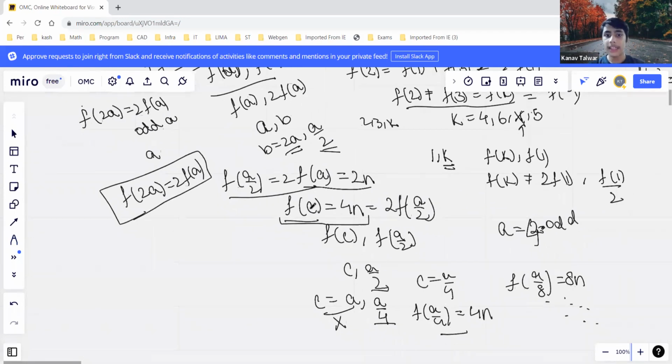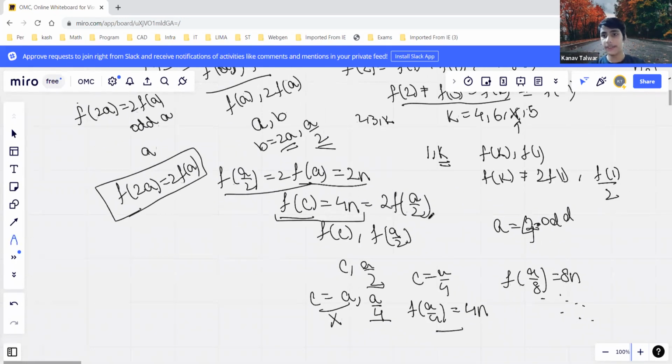Now we repeat the exact same procedure again. That is, find a c which is equal to twice f of a by 2. Like f of c is equal to twice f of a by 2, which is 4n. Thus the set f of c and f of a by 2 is not sum free. Hence our original set, which is c and a by 2, must not be sum free.